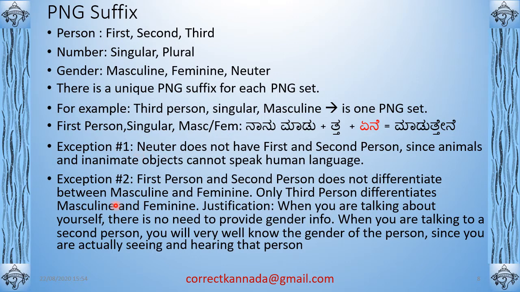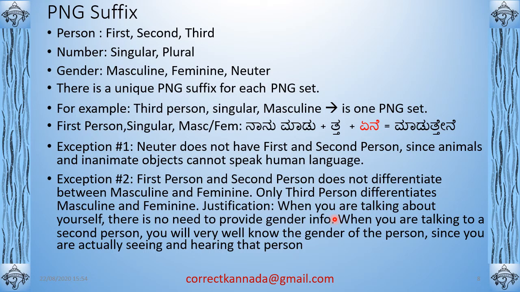Okay, so in Kannada there are 2 important things that we have to understand. Neuter gender, right, does not have first and second person, since animals and inanimate objects cannot speak to humans. Or they cannot speak to each other, or at least they cannot speak to each other in human language, and we won't be able to understand. So neuter gender will always be third person, meaning it will always be a human talking about a neuter gender. That's why it's third person only. Okay, first exception. Second exception, first person and second person do not differentiate between masculine and feminine. Only third person differentiates masculine and feminine, right? Why?